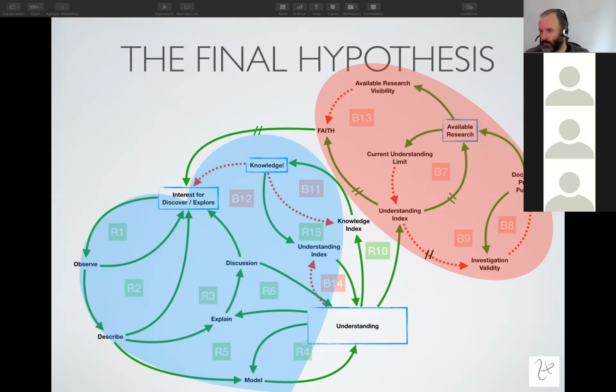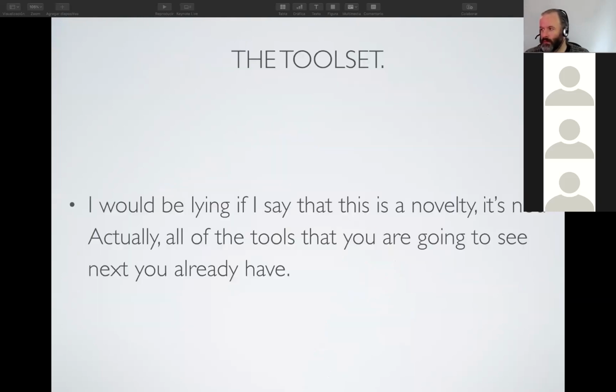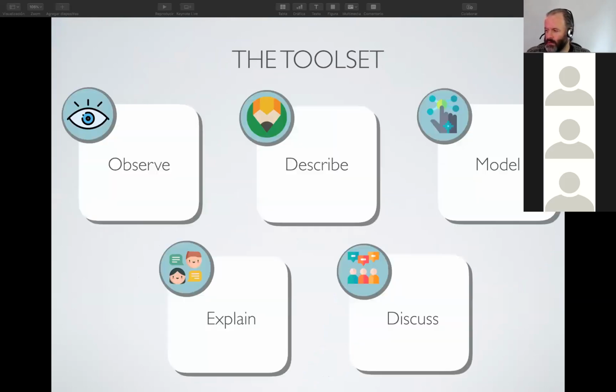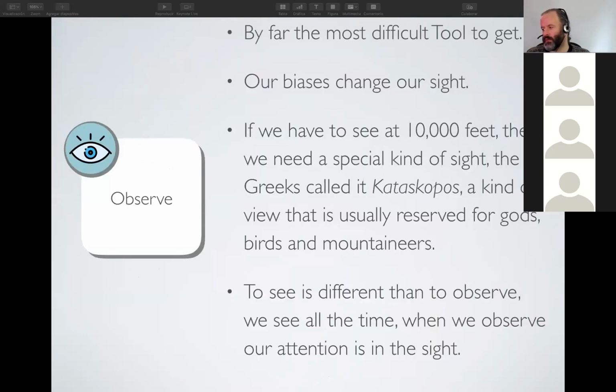We're good through here. So I would lie if I said that what we're going to see here is actually a novelty. All the tools that we're going to see here, you already saw them. So we have to observe, we have to describe, we have to explain, we have to model, we have to discuss. And all these things will help us to see further in the system.